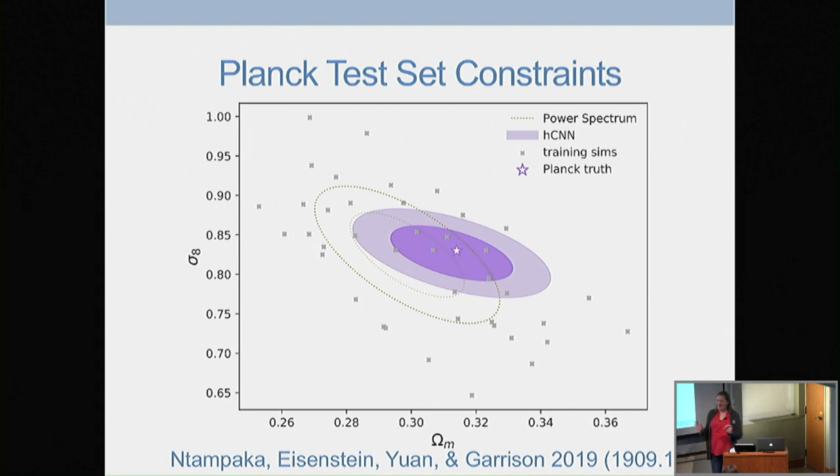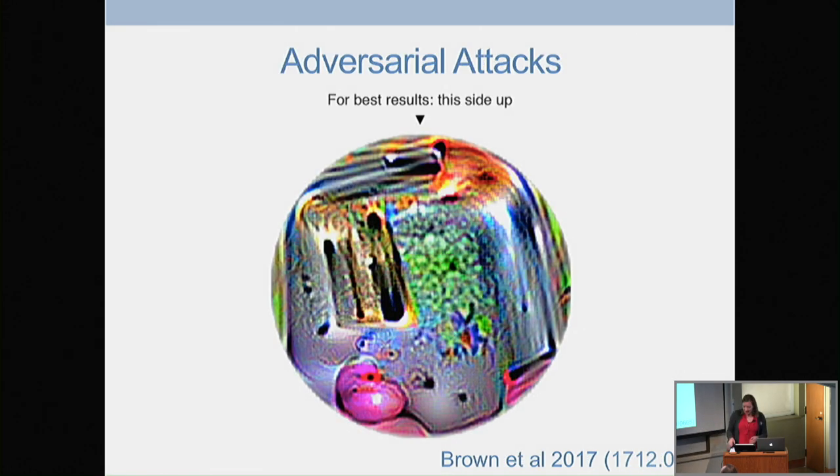Let me state it a little more carefully. I'm dressed up today in a way that an image recognition algorithm would classify me with high probability as being a toaster. And it's because I'm wearing an adversarial patch. So adversarial attacks are a way of interpreting and understanding deep neural networks.